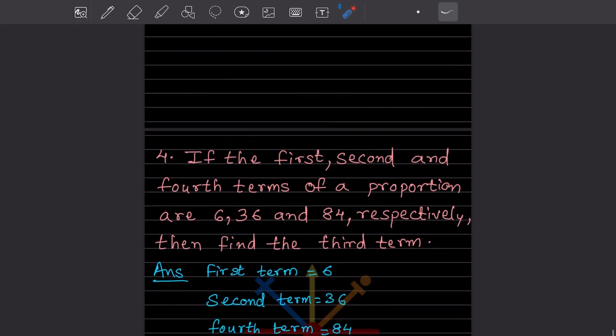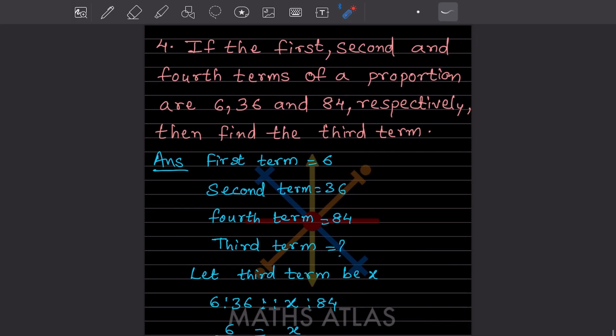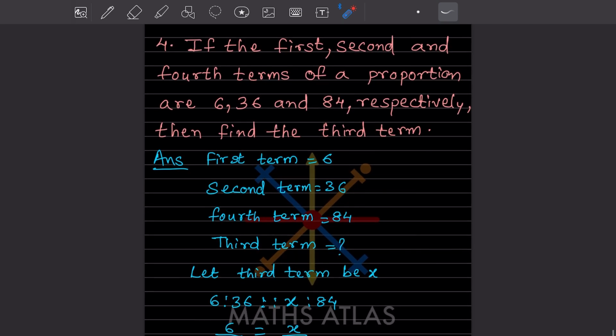Now the next problem says that if the first, second and fourth terms of a proportion are 6, 36 and 84 respectively, then find the third term. So now see here, when they write this, we want the third term. So this is first, second, we don't know the third, and this is fourth. Hope you got this one. So we don't know the third term, right? They have asked for the third term. Now the first term is 6, the second term is 36 and the fourth term is 84. And we don't know what the third term is.